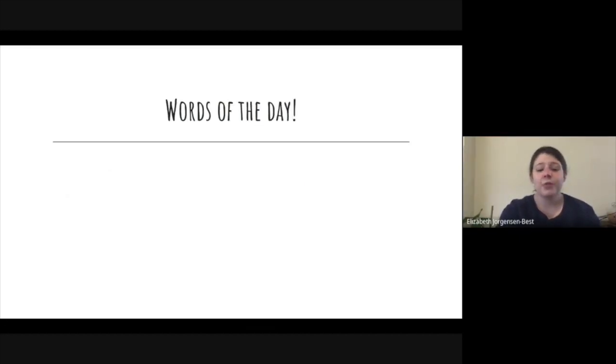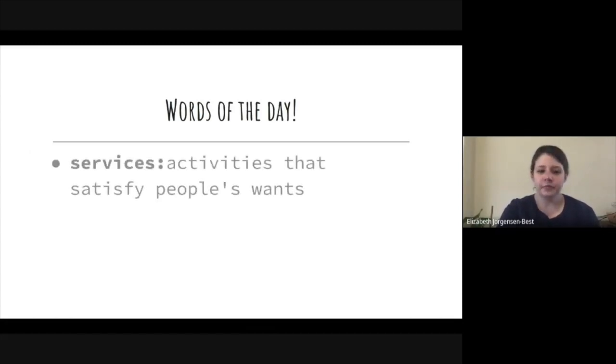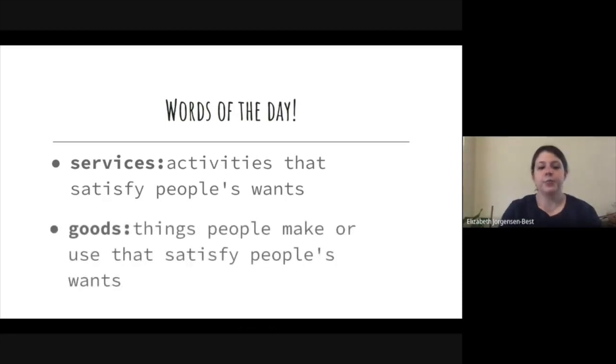We're going to start off with our words of the day. Our words of the day are special vocabulary words that really are an important part of the lesson. They are the main topic, and everything from our lesson is going to be built upon these two words. Services. Services are activities that satisfy people's wants. And goods. Goods are things that people make or use to satisfy people's wants.